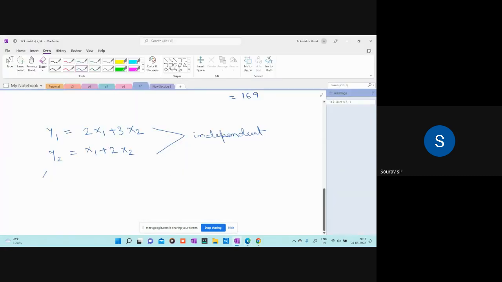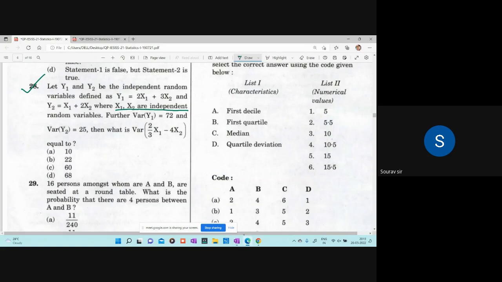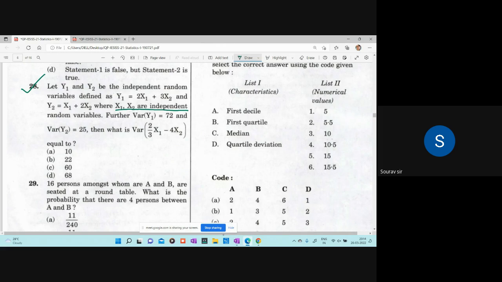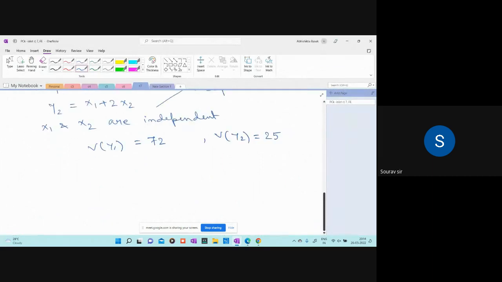So X1 and X2 are also independent, and the variance of Y1 is given and the variance of Y2 is also given. Let me check the values again. The variances of Y1 and Y2 are 72 and 25. These are the informations given to me. Now they are asking to find the variance of 2 by 3 X1 minus 4 X2.